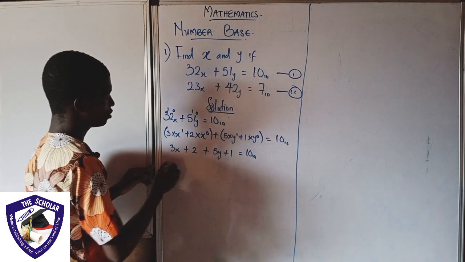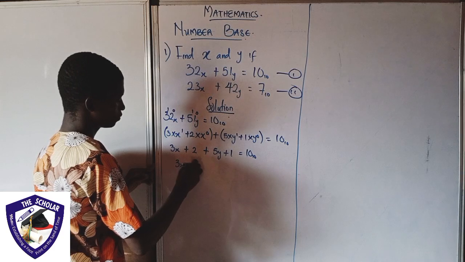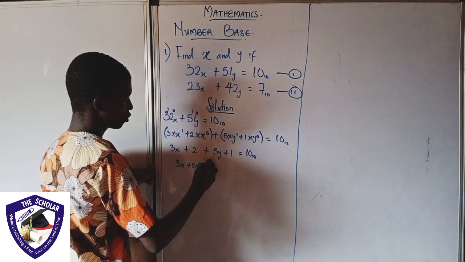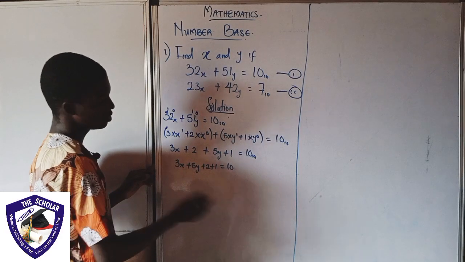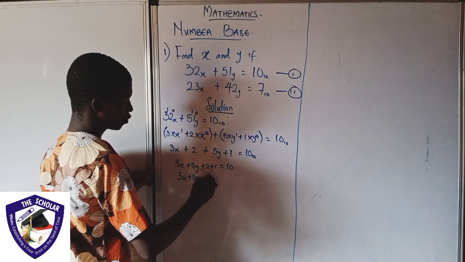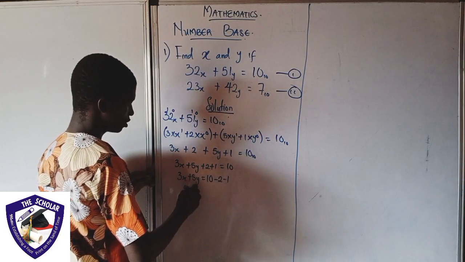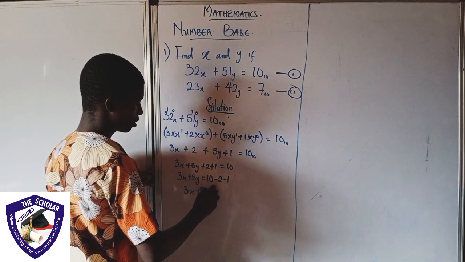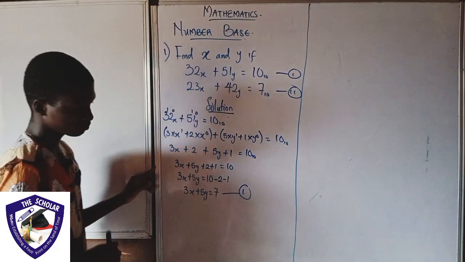Here we already have them in base 10. So we have our final answer to be 3x plus 5y plus 2 plus 1 equals 10. Now we have to omit the base 10. So we have 3x plus 5y equals 10 minus 2 minus 1. So we have it to be 3x plus 5y equals 7. This is my real equation 1 now.